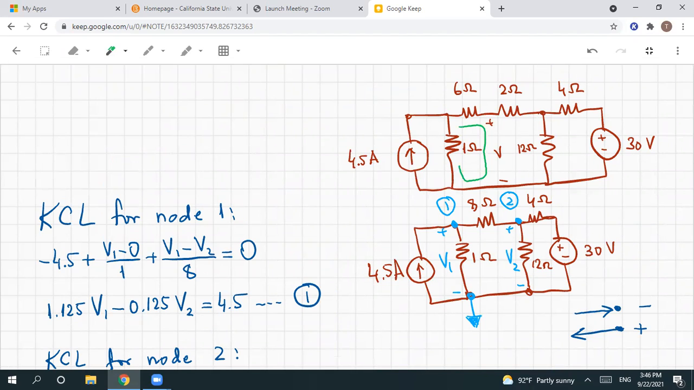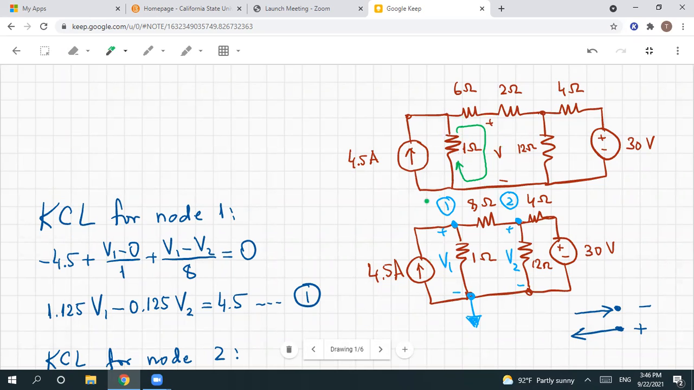So I can write KVL in this direction, and then I can find this voltage. I know the voltage across this 1 ohm resistor, which is V1. I need to calculate this voltage. This is my unknown, and the voltage across this 6 ohm resistor can be calculated by Ohm's law.